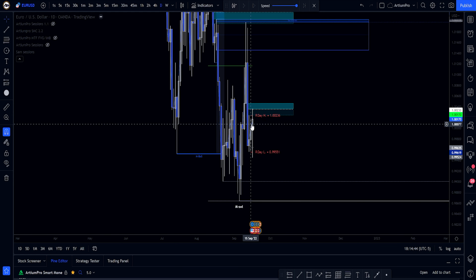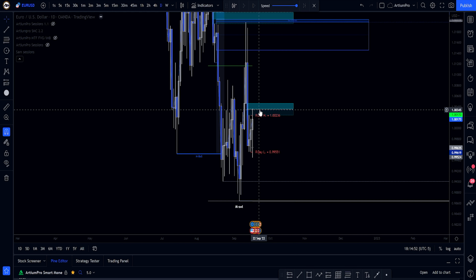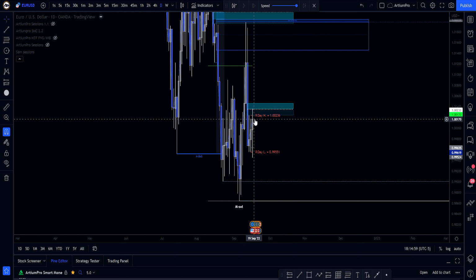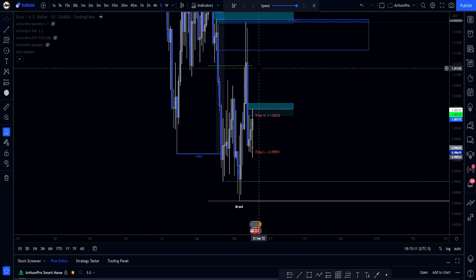Now, what's our resistance area? Well, right here is a daily fair value gap that's been 50% mitigated. Now, if we push above this 50% mark on the next trading day, more than likely this whole fair value gap on the daily is going to be mitigated, and we're going to continue pushing up towards this order block.